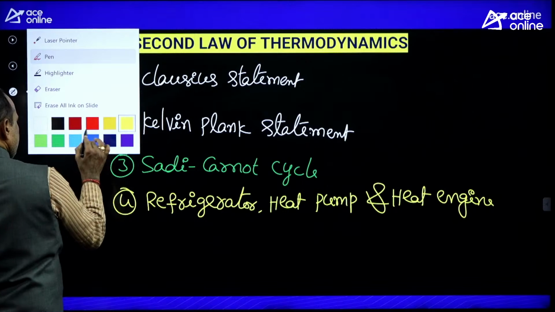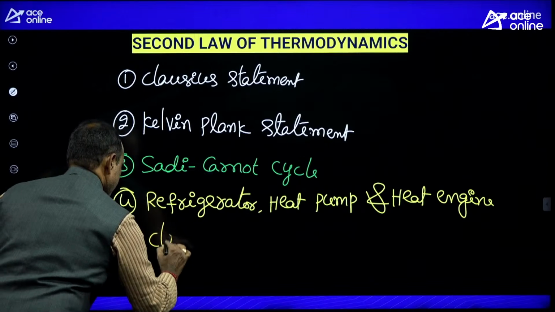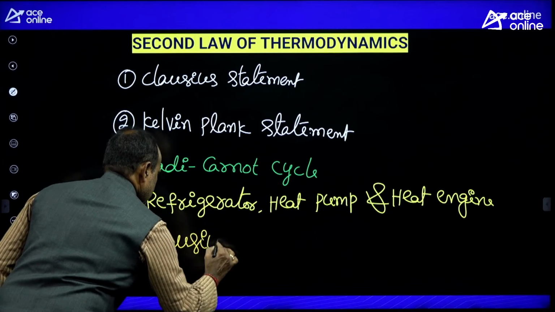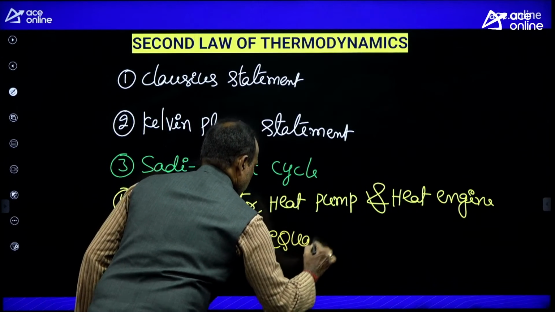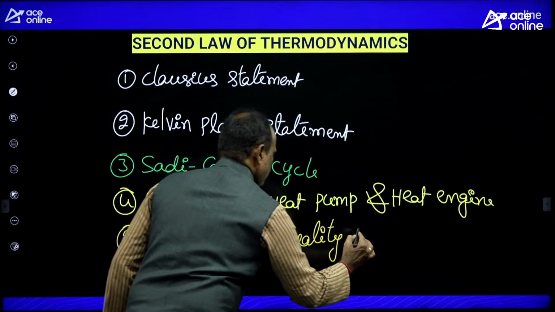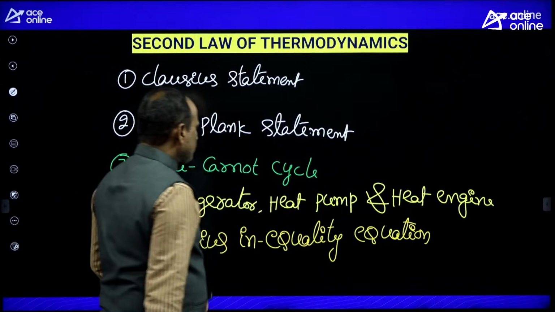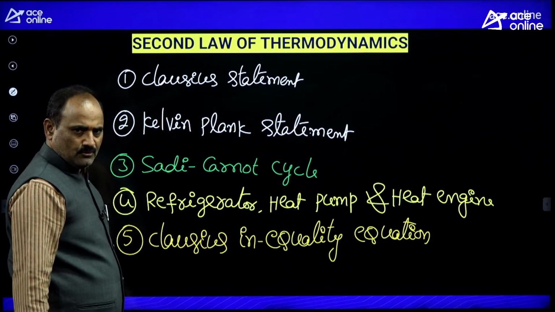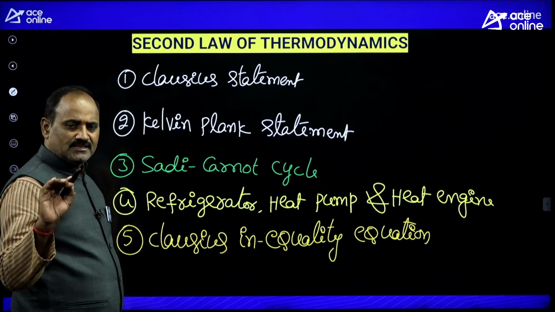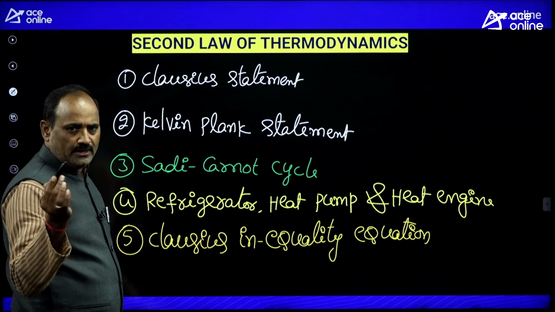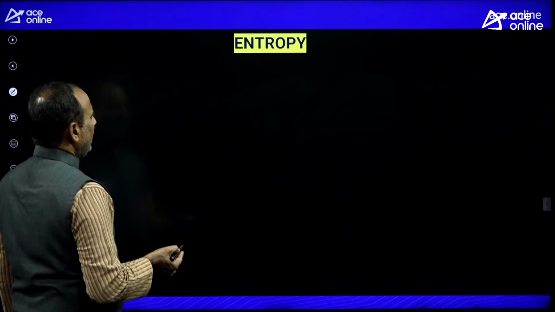Similarly, you try to practice the questions and problems on the Clausius inequality equation. So these are the important topics from the second law of thermodynamics. First go through the theory concepts, then try to practice as many problems as you can do. Okay? Then the most important unit, that is entropy.